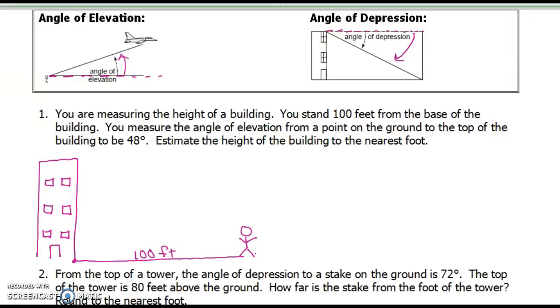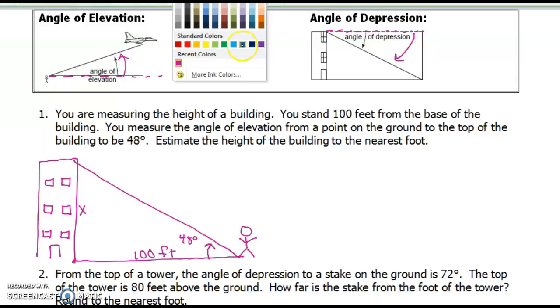You measure the angle of elevation from a point on the ground to the top of the building to be 48 degrees. So in this case, however you're measuring that angle of elevation, it's from the ground up. So you're not measuring it from your eye level. Think about it like you just laid on the ground and you're looking up, so you're straight on the ground when you're measuring that angle of elevation. And then it says estimate the height of the building to the nearest foot. So we're going to label this piece x because that's what we want, the height of the building.